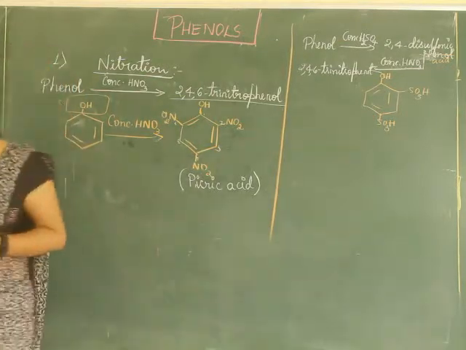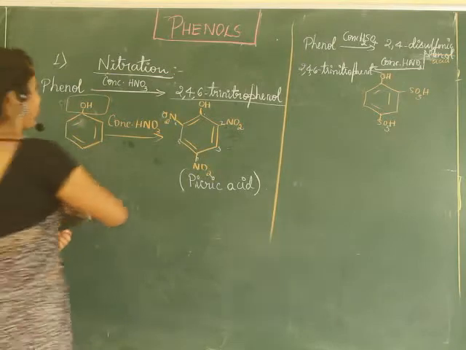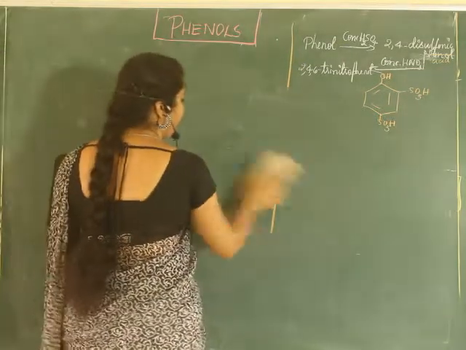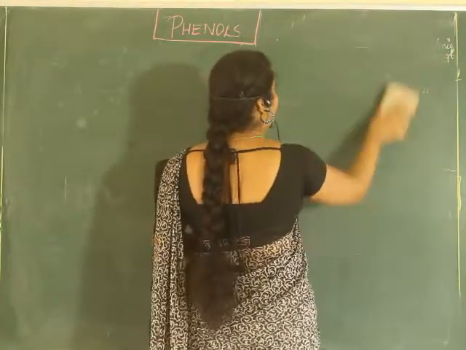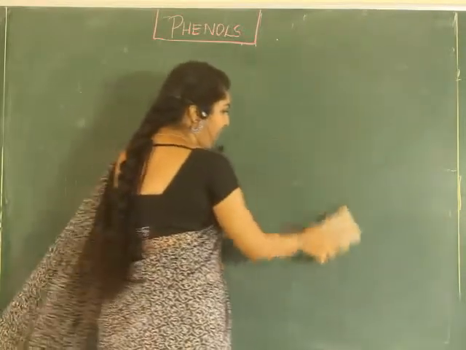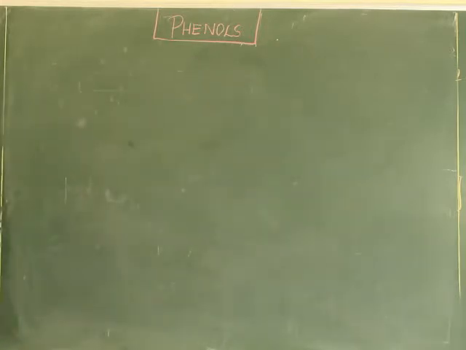We'll move on to the next reaction. Next reaction is halogenation. What is halogenation? Halogenation is addition of halogen to the aromatic ring, or introducing of a halo group to the benzene ring is halogenation.